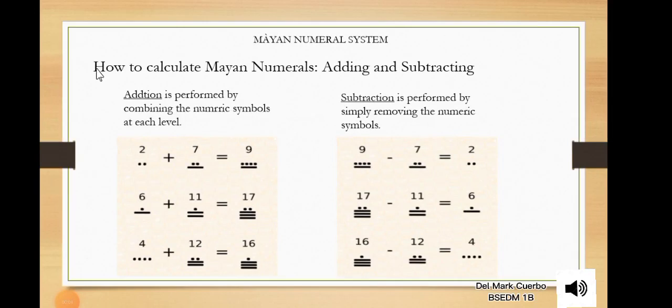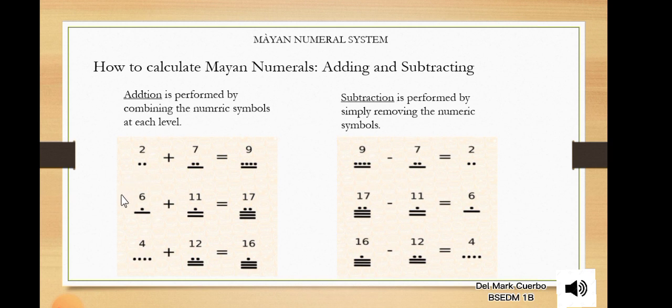So now, how to calculate Mayan numerals in addition and subtraction. Addition is performed by combining the numeric symbols at each level. So you have here an example, 2 plus 7. 2 is represented as 2 dots, and 7 is represented as a bar with 2 dots. So we are going to combine them to represent 9, which is a bar, representing 5, and 4 dots, representing 4. So 4 plus 5 is equal to 9.